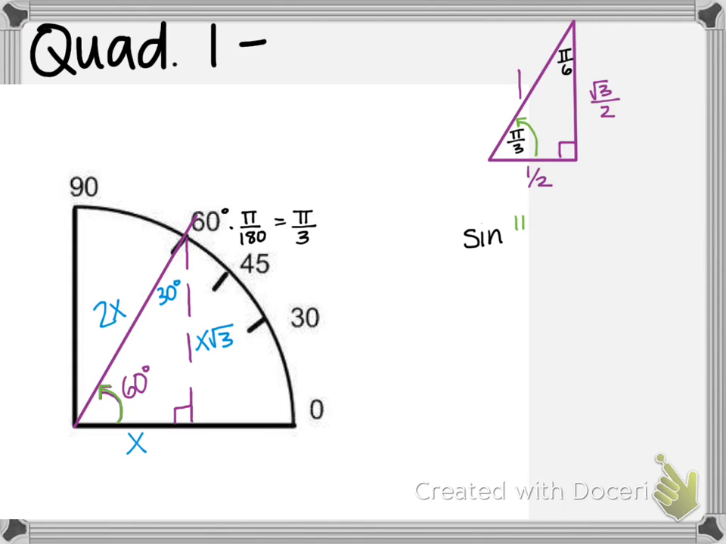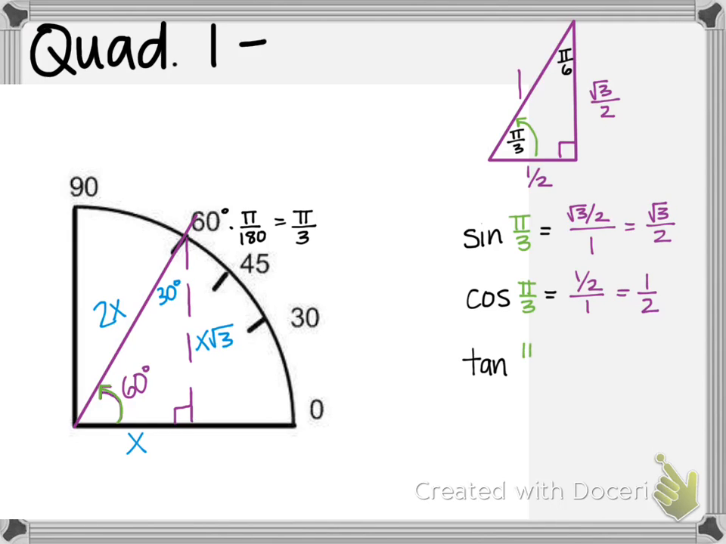So considering this angle measure of pi over 3, sine of pi over 3 is opposite over hypotenuse. I can find the cosine of pi over 3, which is adjacent over hypotenuse. I could also find the tangent of pi over 3, which is rad 3 over 2 over 1/2. And there we have it.